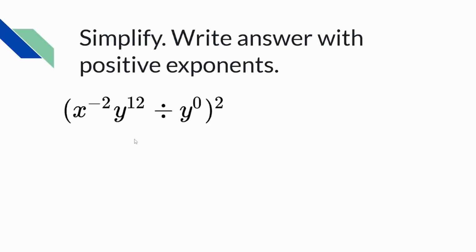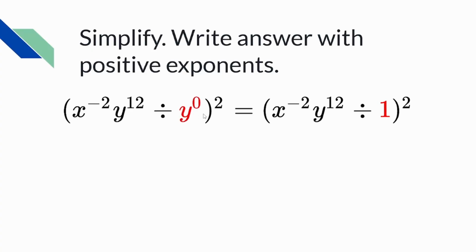Here I have x to the negative 2 times y to the 12 divided by y to the 0, and that whole thing is being raised to the 2 power. The first thing I notice is that I have y to the 0 here. Anything to the 0 power is just equal to 1. So that's an exponent rule that we have.